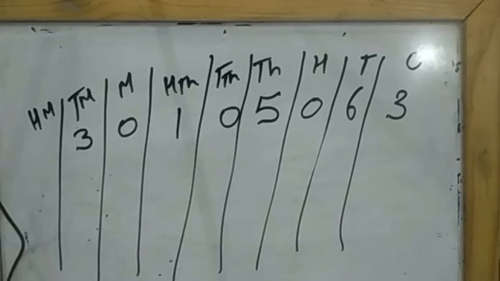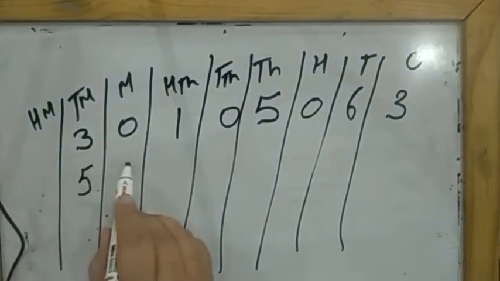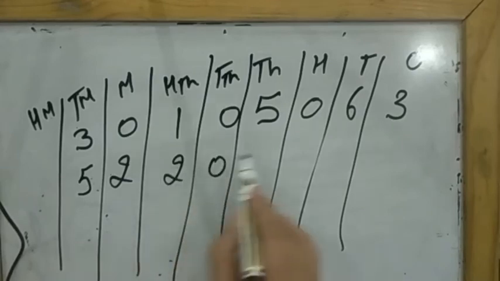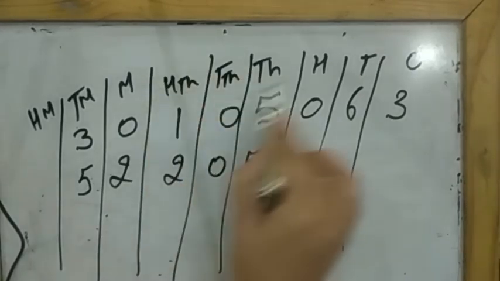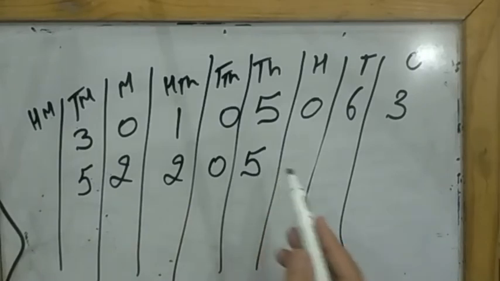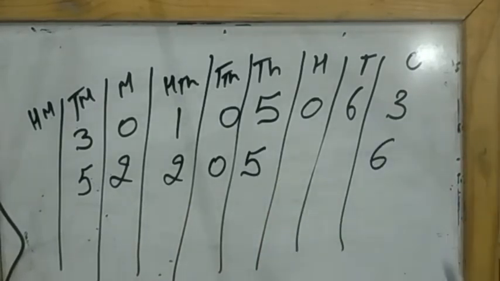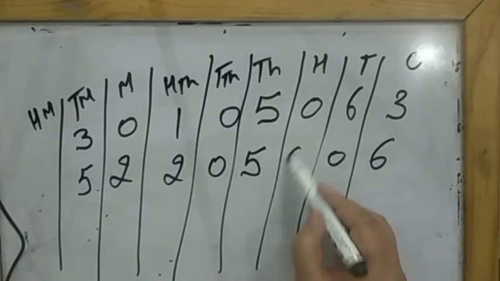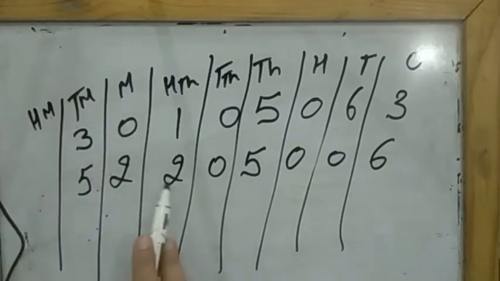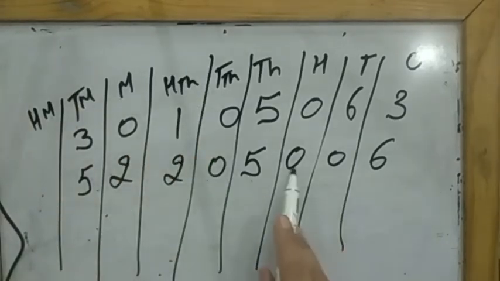Then the second is 52 millions. So I will write 52 millions. They will come under the millions place. 205,000. So they will come under thousands place. 205,006. Only 6 is there after that. So it means nothing for the tens and nothing for the hundreds. So this becomes 52 millions 205,006.